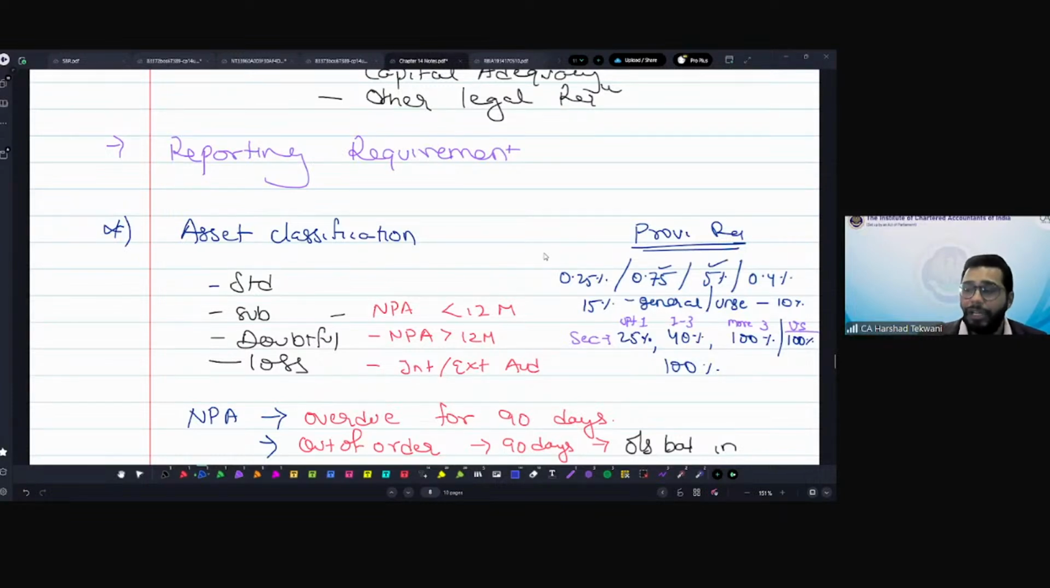Now if it is commercial real estate, with a commercial project loan, not a residential loan, meaning you are giving a loan to a company for real estate, then it is 1%. For residential, it is 0.75%. So different rates are there for different types of loans and advances.